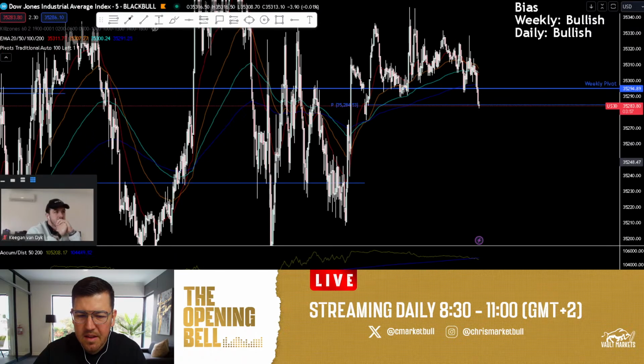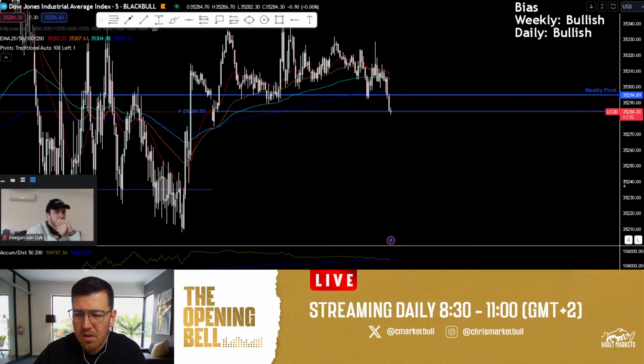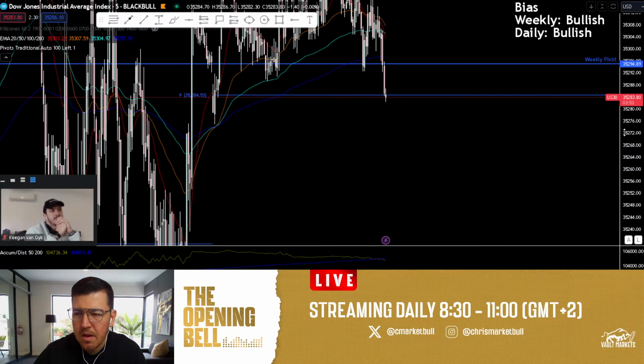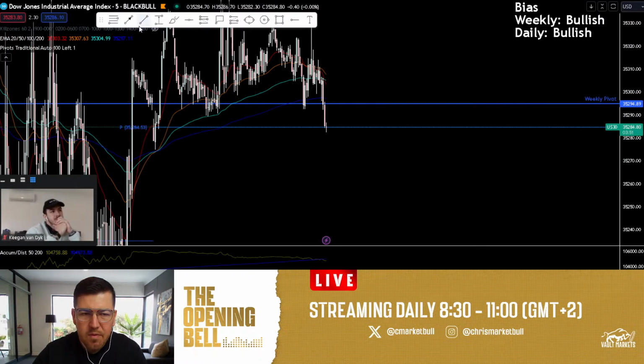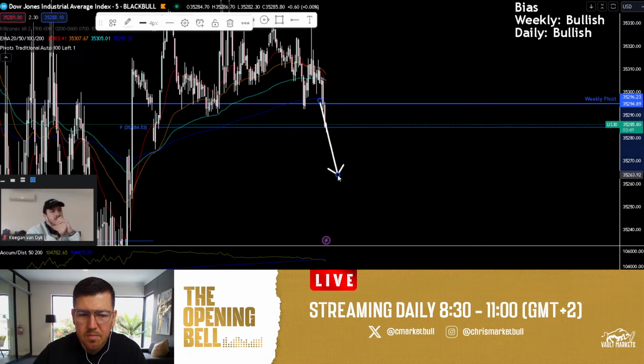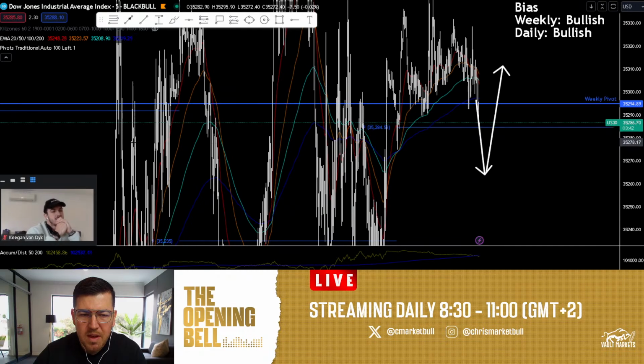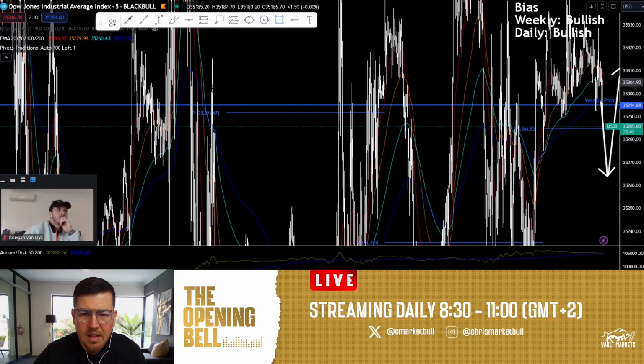Bias currently, I'm leaning towards the long side. But let's see, even this morning, if we can get something like this, a manipulation move down, and then actually regaining the weekly pivot and the daily pivot. Very similar to what we had yesterday. Daily pivot and the weekly pivot sitting very close to one another.